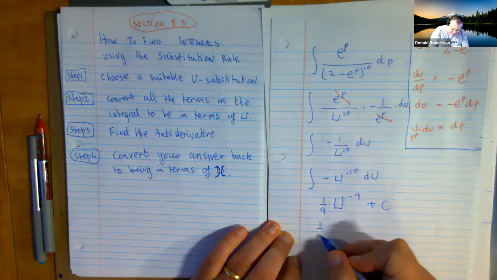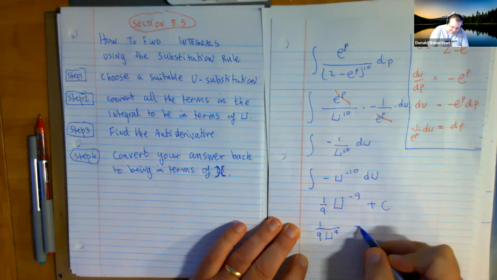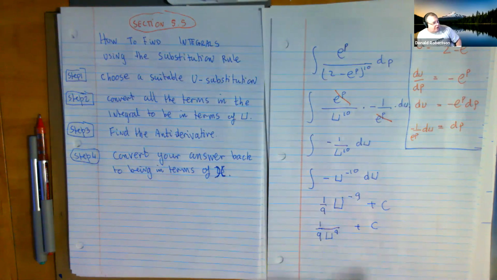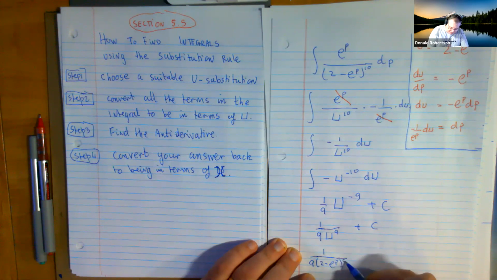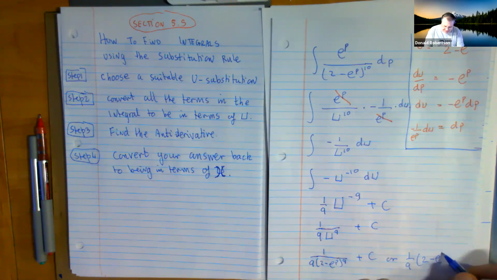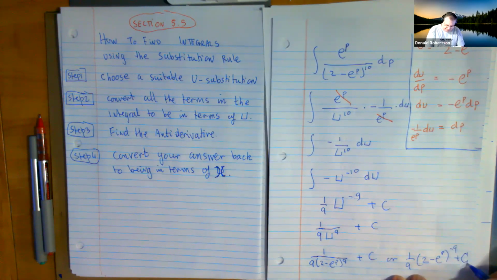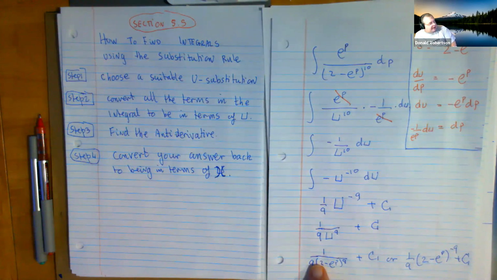That in turn, I'm going to write it like that. I probably should have moved the 1 along a little bit. And now I'm going to convert it to 2 take away e to the p all raised to the 9, add C. Or it might be the equivalent, which is that guy. This guy and that guy are the same guy.